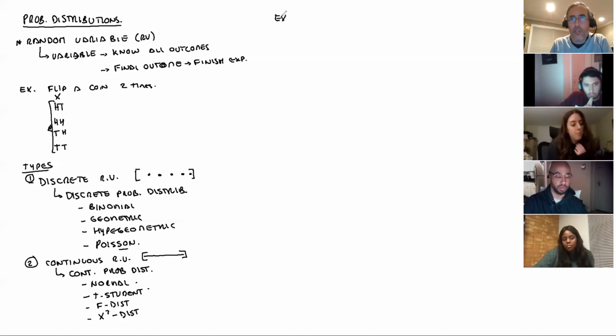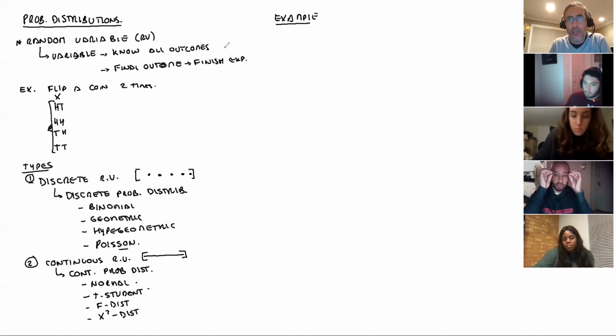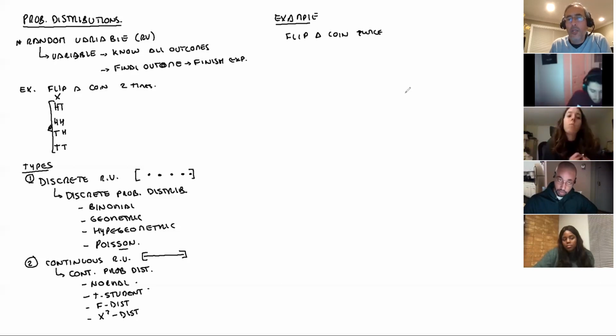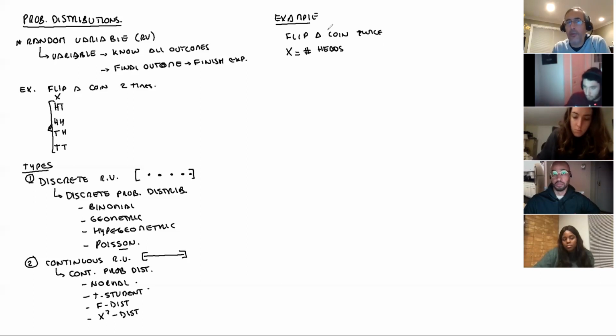You want to understand how to compute the mean, and this applies to all types of distributions that are discrete. For the continuous, we simply use integrals, or we use R or MATLAB or EViews. So for example, guys, let's continue with my flip a coin. Flip a coin twice. My X, my random variable, is going to be the number of heads. So I just want to see my number of heads.